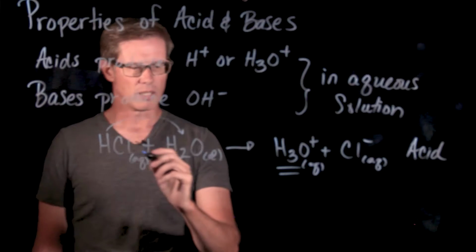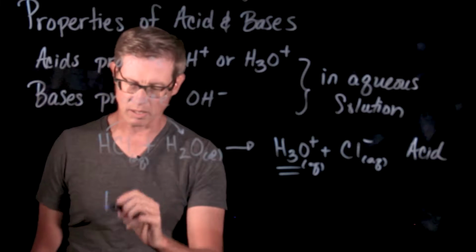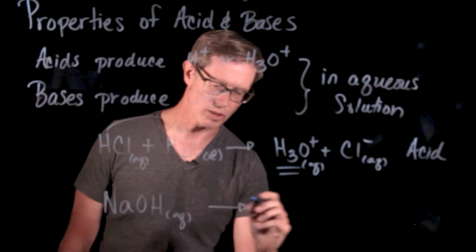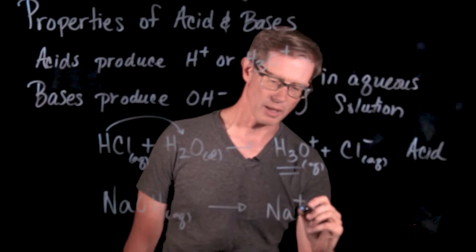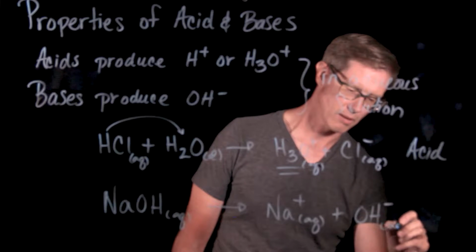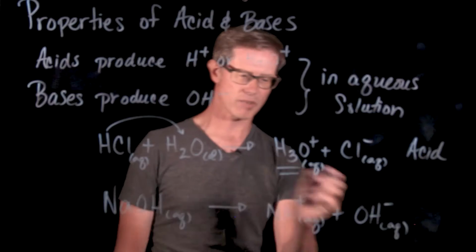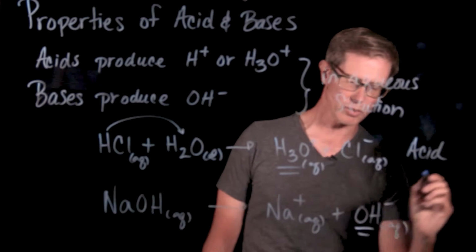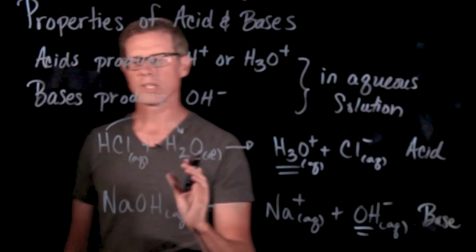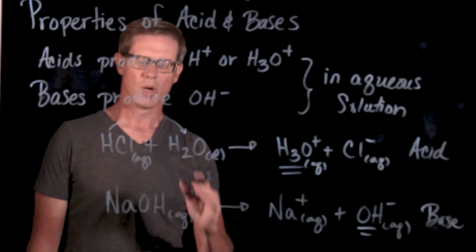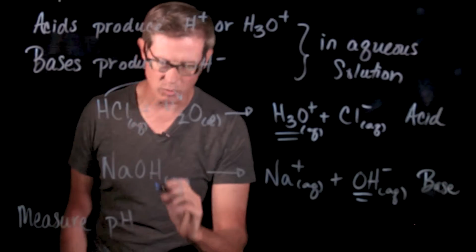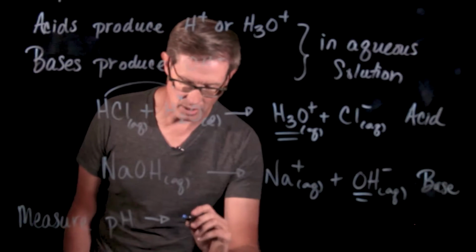It's a little bit more challenging when I do it with bases because of the reactions that occur, but we'll just say sodium hydroxide, aqueous, can dissociate to form sodium plus aqueous plus hydroxide minus aqueous. And again, you see I'm balanced for mass and I'm balanced for charge. Now, because I produced hydroxide, this is a base. Now, what we're going to do in this lab is we're going to measure pH, and that's going to directly measure the H3O plus concentration.